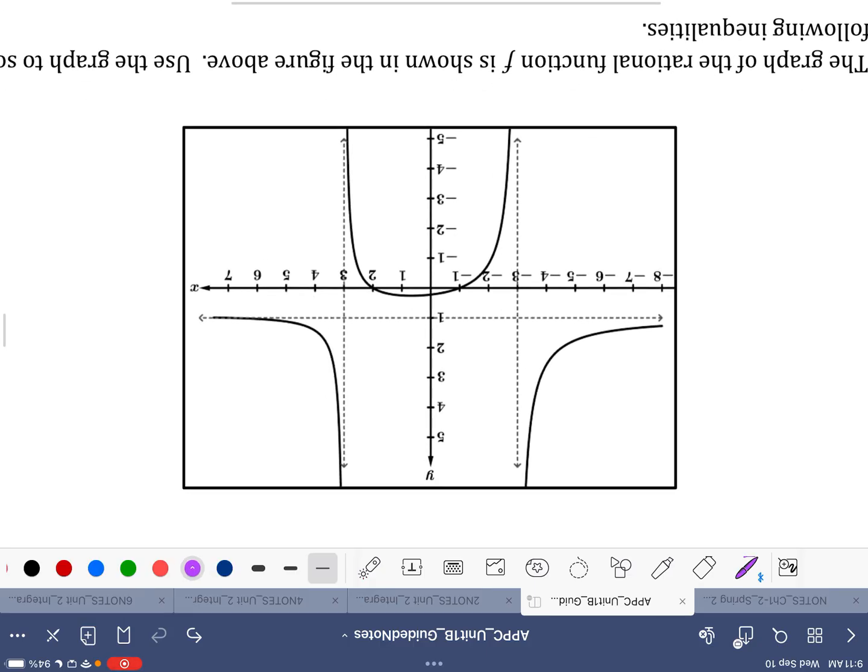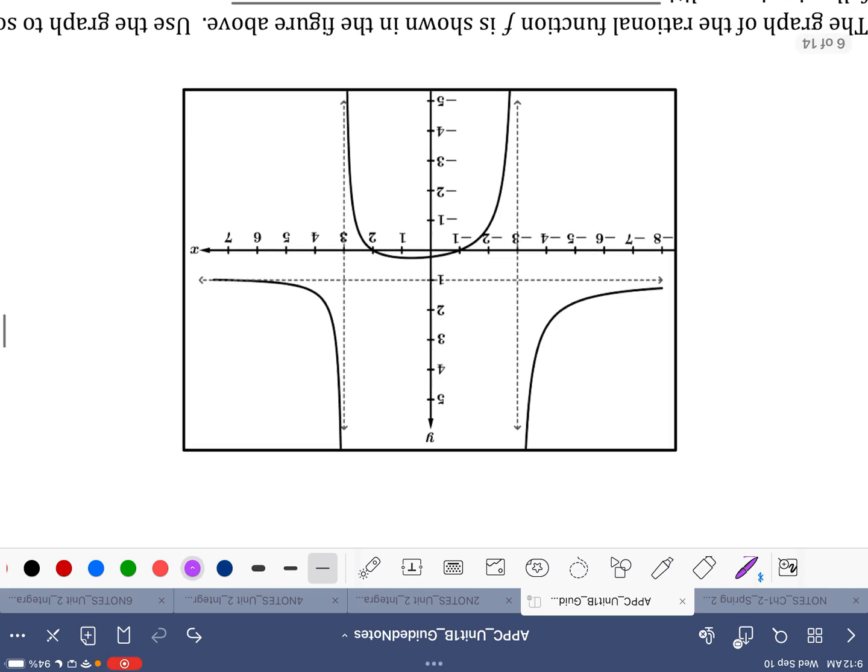So I see these little dashed lines, but even if the dashed lines weren't there, look at how the function is splitting off. There has to be a vertical asymptote at x equals -3. And where's the other vertical asymptote? 3.